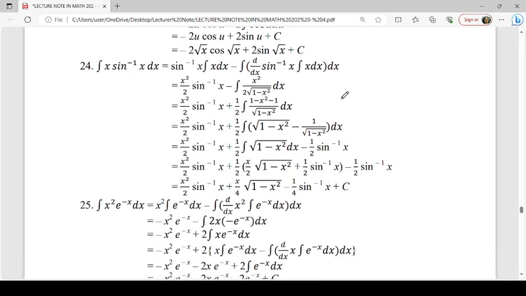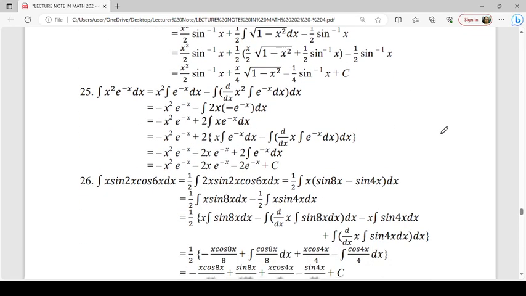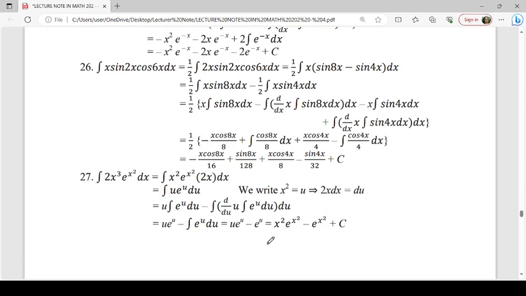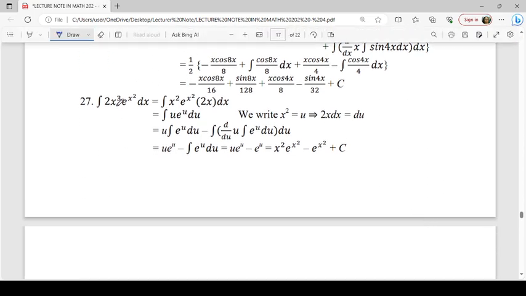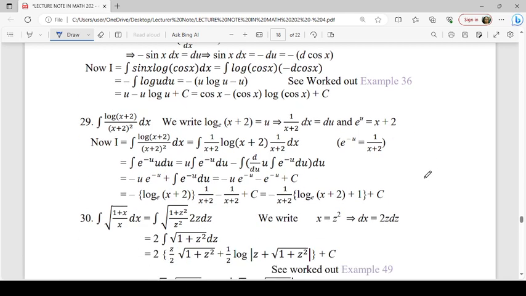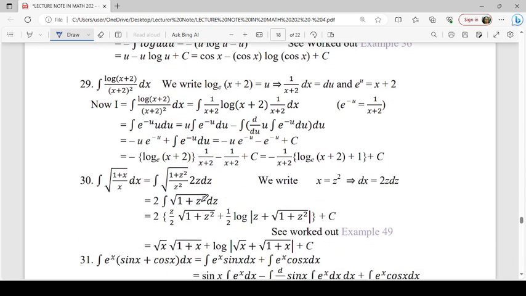integration by parts. These are all integration by parts. Is it integration by parts? All are. This is substitution. X cube, we are writing x square. Then x square, after this substitution, this is integration by parts. So these are all examples of this by deduction.